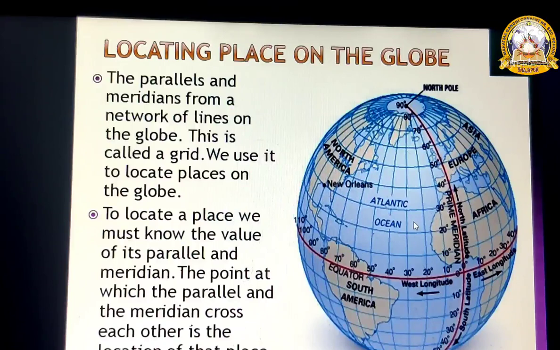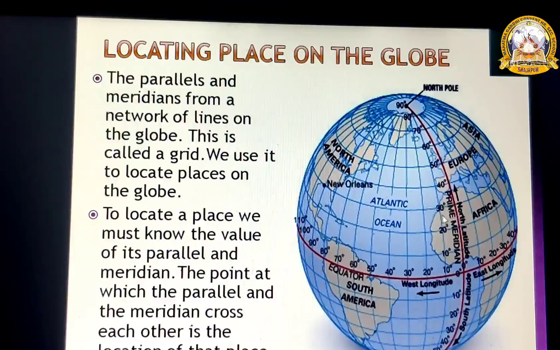We use it to locate a place on the globe. To locate a place, we must know the value of its parallel and meridian. The point at which the parallel and meridian cross each other is the location of that place. इस point पे ये parallel और ये meridian cross कर रही है. ये इस place की location है.